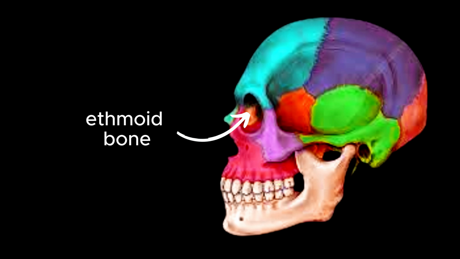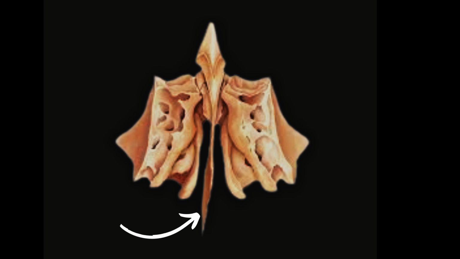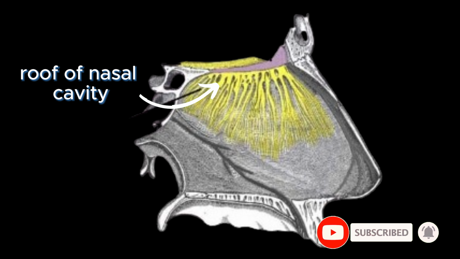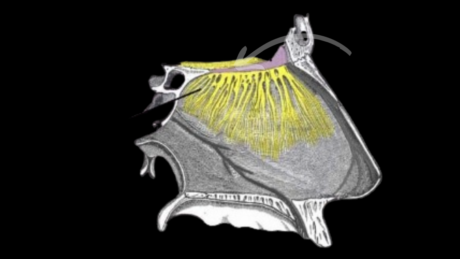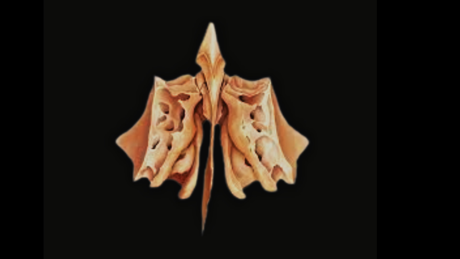The ethmoid bone. It is situated at the roof of the nasal cavity and between the two orbital cavities. It is made up of three parts: the cribriform plate, the perpendicular plate, and the ethmoidal labyrinth. The cribriform plate forms the roof of the nasal cavity. It is pierced by numerous olfactory nerve fibers, which gives it a sieve-like structure. The foramina that the olfactory nerves pass through are called the olfactory foramina.